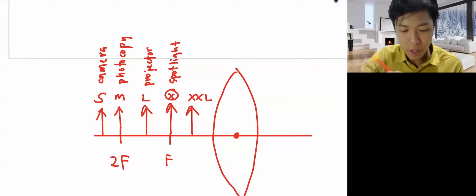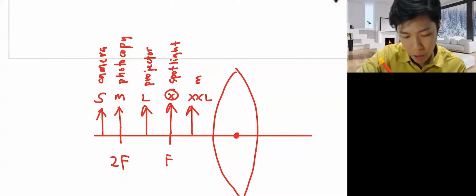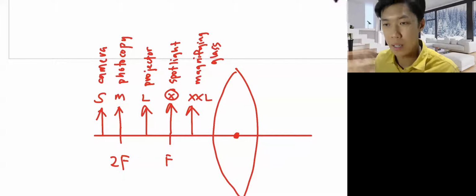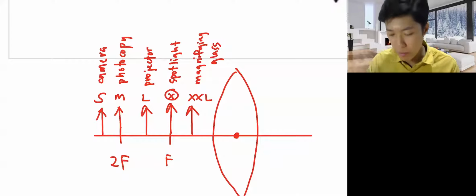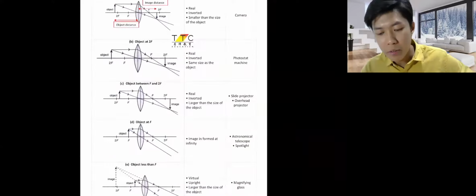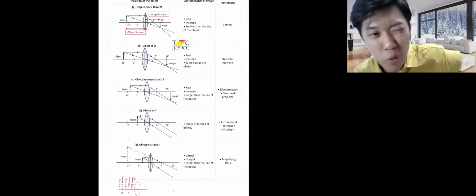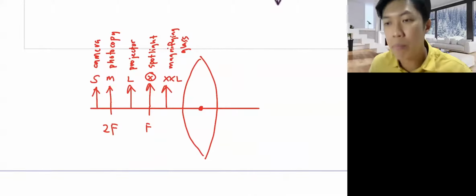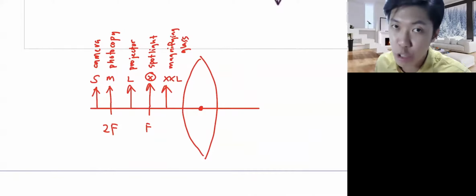And next one is for magnifying glass. All right, so this is sort of like a conclusion for everything. Instead, you want to memorize every little thing in this picture and the whole page. Might as well you try and remember this part. It makes answering questions a lot easier. I'll show you why later.